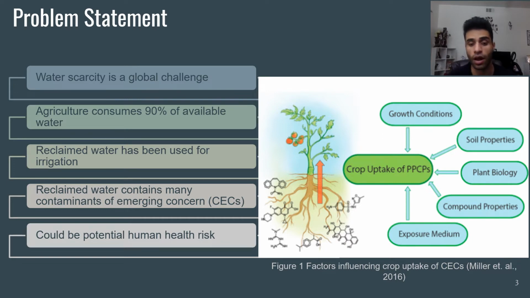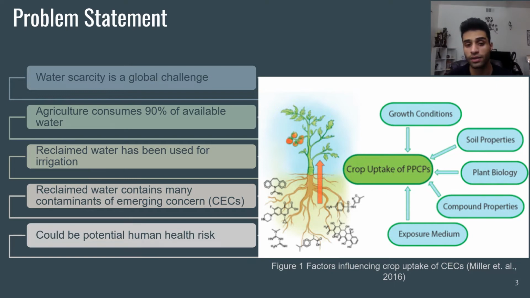that it contains a lot of contaminants of emerging concern, including pharmaceuticals, trace organic compounds, a lot of industrial compounds as well. And there is a possibility, if we use the reclaimed water for agriculture purpose, that the contaminants which are present in the water could possibly be uptaken by plants through roots, and then the uptake could depend upon different conditions like growth conditions, soil properties, plant biology, compound properties, and exposure medium.